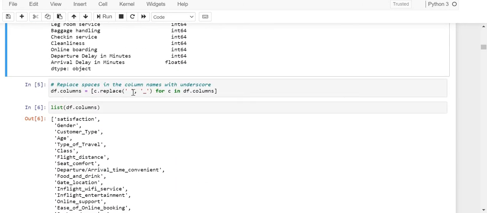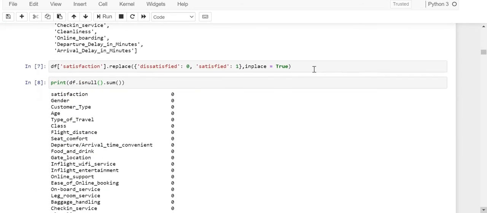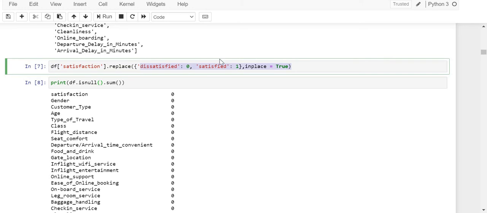To make it easy for my analysis, I have replaced the space with underscore in the column names. We can see here, after replacing the space with underscore, these are the column names. To make it easier for further analysis, because satisfaction is our main target, I converted the categorical type into numerical type by giving 0 to dissatisfied and 1 to satisfied. In further analysis, I will be using these instead of these.